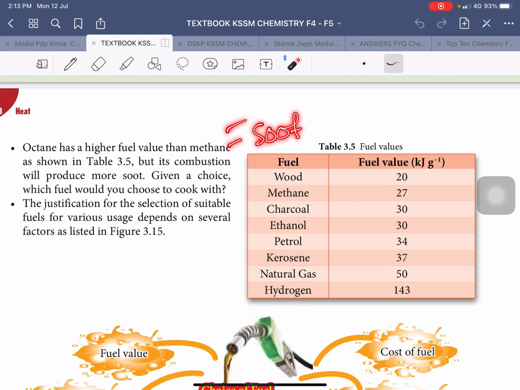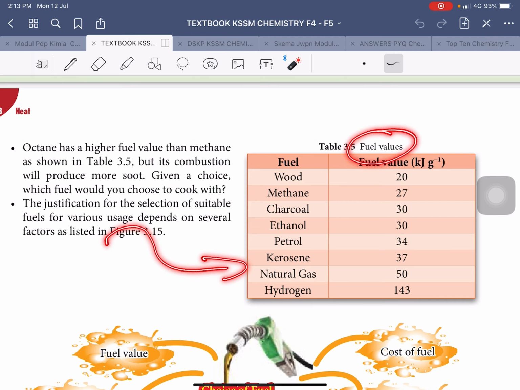You know how the soot looks inside your kitchen. You see your kitchen ceiling, and if there is something very black there, that is soot. That is the evidence of soot present. Soot appears when methane and octane are burned. Okay, so let us look at this one.